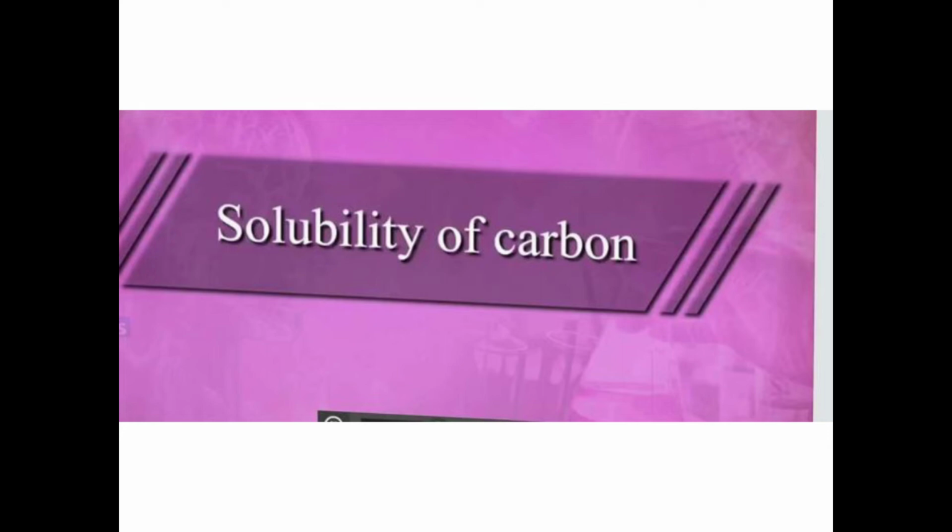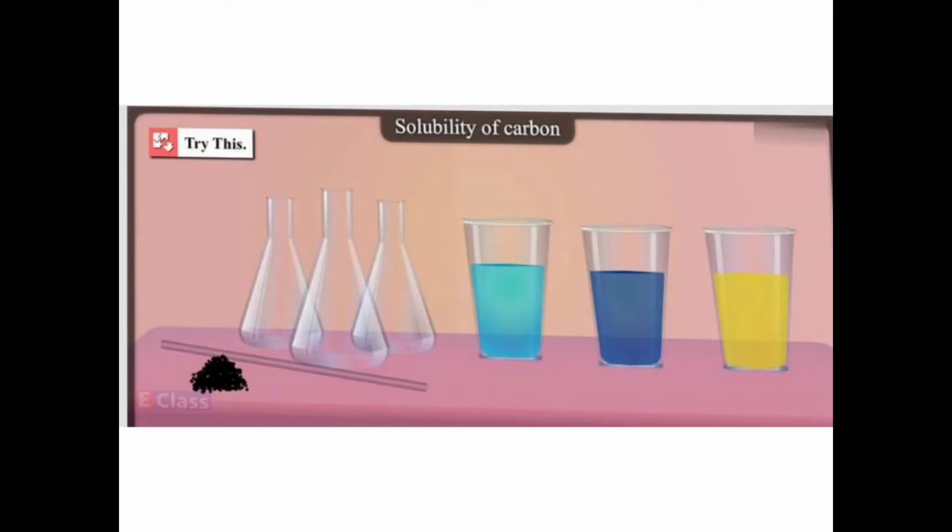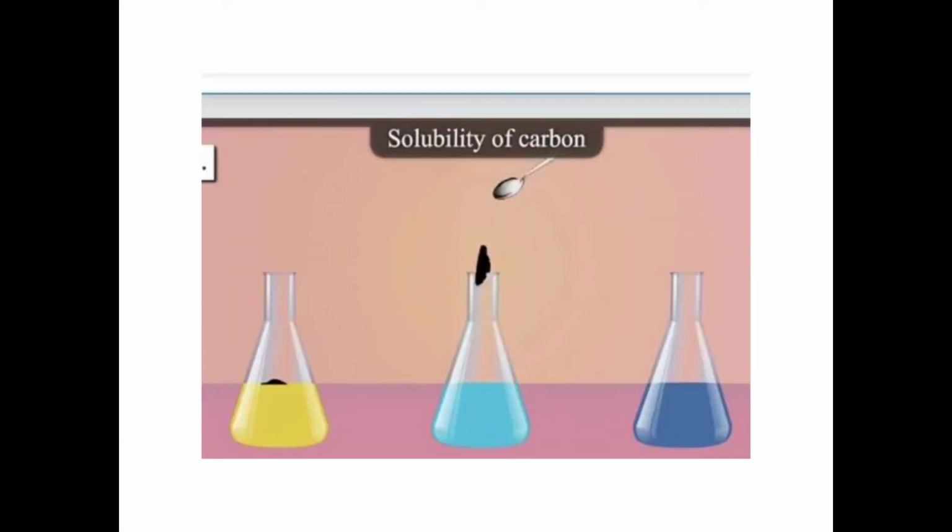To understand the solubility of carbon, we are going to take three conical flasks, and in them we are going to add liquids like water, kerosene and cooking oil, and we are going to add coal powder to each one and stir it. When you stir it, you will see that it doesn't dissolve in the water, but it dissolves in the kerosene. So that means it is soluble in the organic solvent.